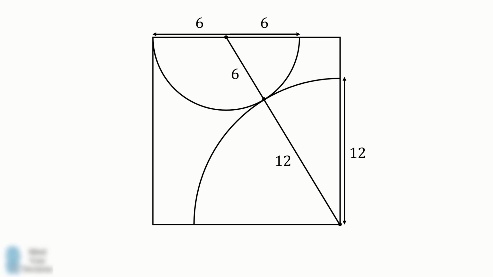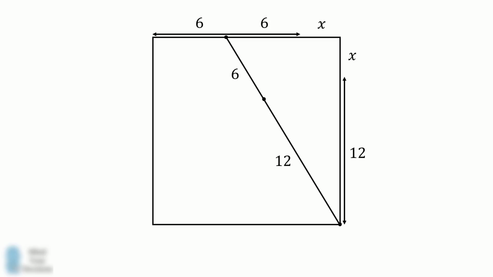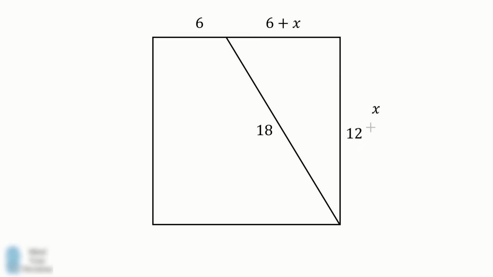Let's now focus on just this right triangle. Suppose the remaining dimension on the side of the square is equal to x. That means the side of the square has a length equal to 12 plus x. So the other side will also have a distance that's equal to x. We can then solve for each side of this right triangle. The hypotenuse will be equal to 6 plus 12, which is equal to 18. One leg will be equal to 6 plus x, and the other leg will be equal to 12 plus x.